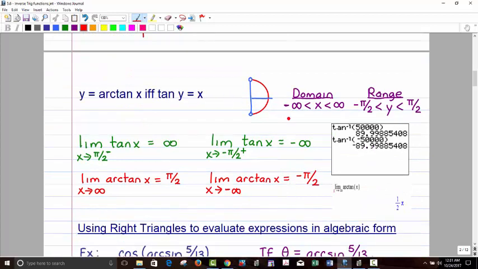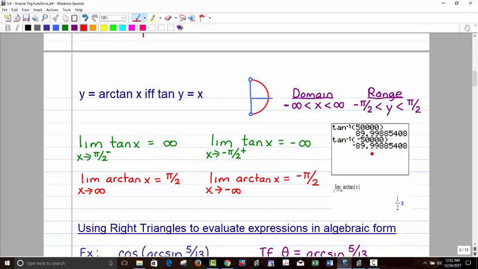Arctan has not quite the same range as sine, because it doesn't include the endpoints at pi over 2. So it goes from negative pi over 2 to positive pi over 2. But look at the domain, kind of interesting. It goes anywhere from negative infinity to infinity. That means for tan inverse, you can put anything in there. For example, I put tan inverse of 50,000, and I have it in degree mode here, 89.999, so you can see it's close to 90, and tan inverse of negative 50,000 is close to negative 90.